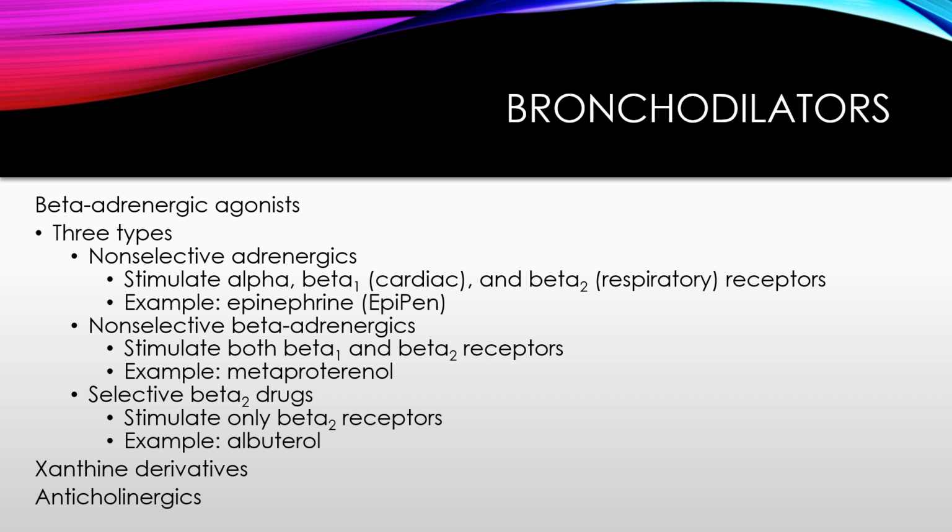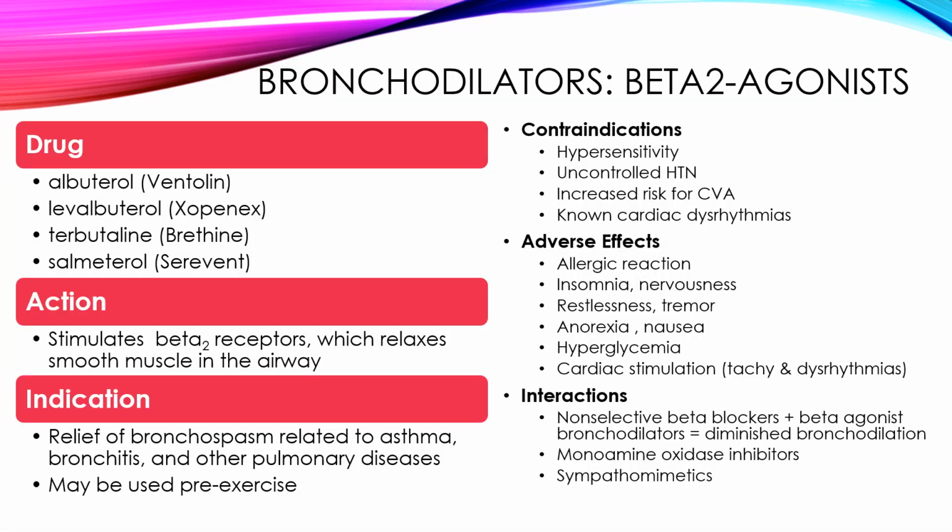The adrenergics, beta adrenergics, okay, which are agonists, which means they bind and help. That's how I look at it. Bind and help. Whatever word makes you feel good, say that word, okay? We're going to talk about xanthine derivatives and anticholinergics again. Wow, anticholinergics again. So we already know those. So your beta 2 agonists. Beta 2. These are your albuterol, levalbuterol, terbutaline, salmeterol.